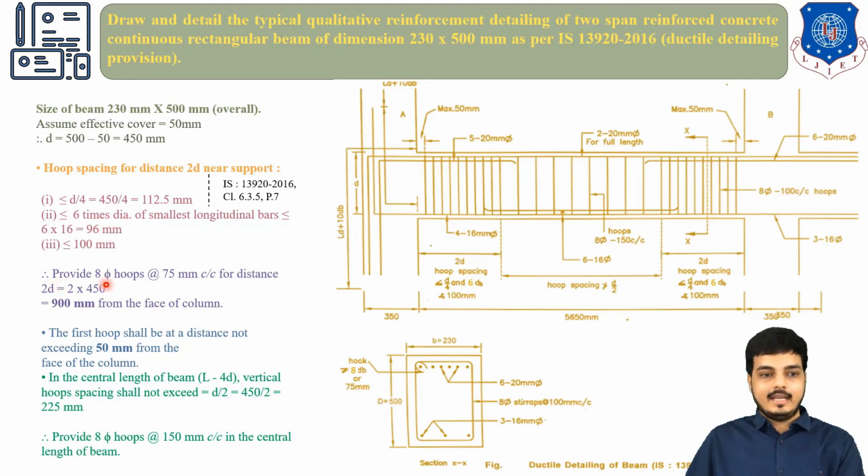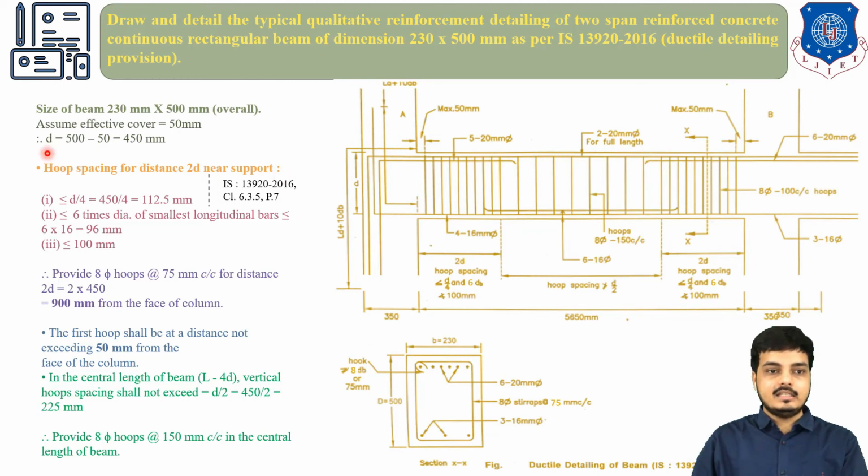So I have provided 8 dia bars of hook at 75 mm center to center distance for 2D. So what is my 2D? D is nothing but this 450. So 2 into 450 is 900 mm. So from the face of the column up to 900 distance, we need to provide the spacing of 75 mm. So therefore I am providing 8 dia hooks at the rate of 75 mm center to center. Hook is nothing but my stirrups at 75 mm center to center distance. So I have calculated right now for up to distance 2D near the support.